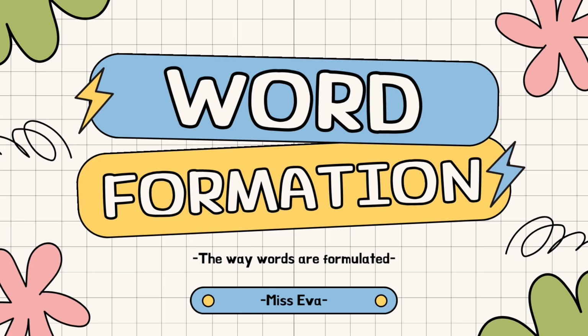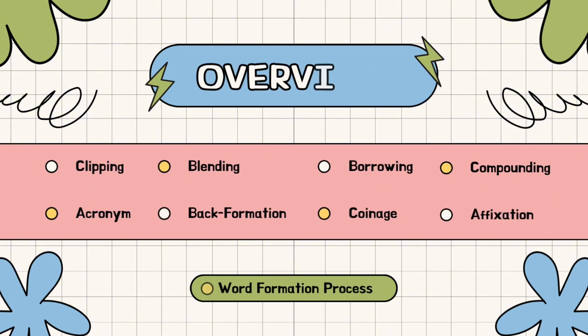Okay, today we will learn about word formation. What is word formation? Word formation is the way words are formulated. In English, there are many processes of word formation. We have 8 processes of word formation. First is clipping, acronym, blending, back formation, borrowing, coinage, compounding, and affixation. Now, let's learn one by one.